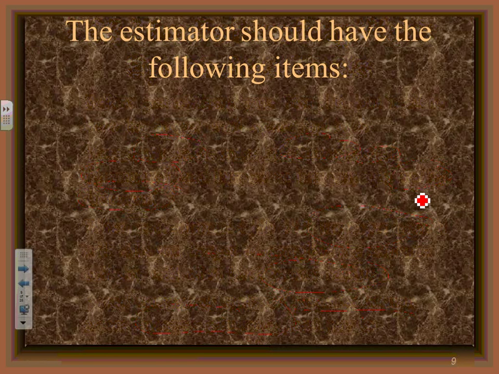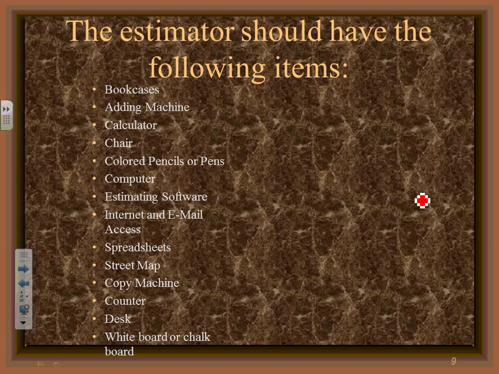All right. An estimator should have the following items. You can agree or disagree, guys. In order to be efficient in your work, you can read through them. You have to have a bookcase, an office bookcase with all your resources next to you. Adding machine, calculators, chairs. I don't know about an adding machine. Don't we use a calculator to do that? Colored pencils and pens. Isn't that what I gave you guys the first day? Have your calculator handy. Computer. You are doing it through the computer.